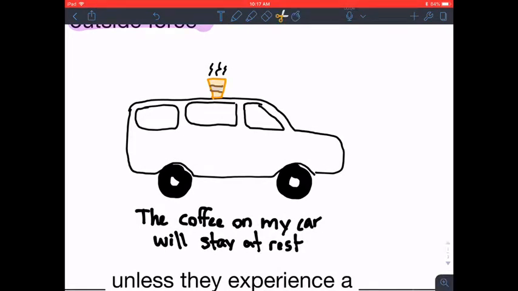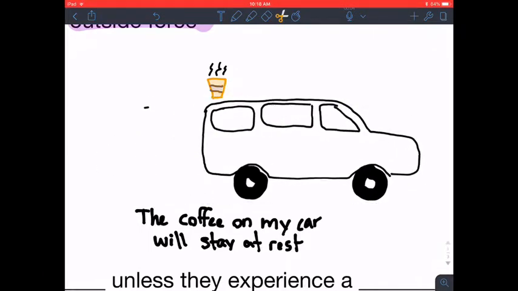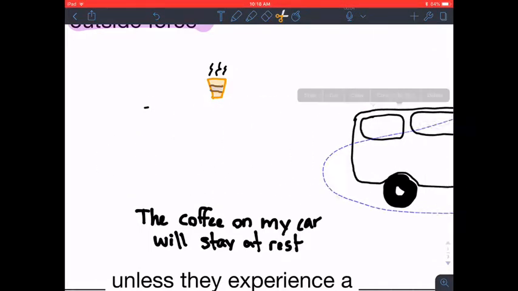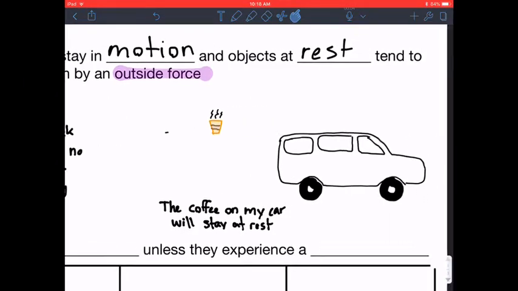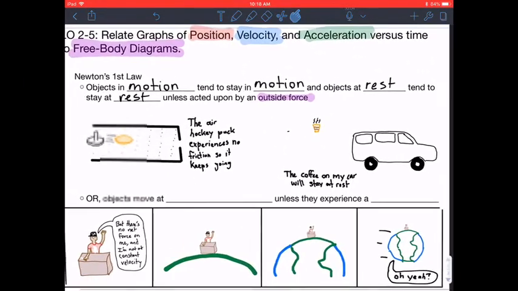Here we have a coffee cup that is at rest on top of Mr. LaForge's car. And I can tell you numerous times that I've made this exact mistake where this coffee cup is at rest. And so it will stay at rest when the car starts to move. And then, of course, it'll fall down because of gravity. But, once again, a useful application of Newton's first law, the way it was stated in junior high school.